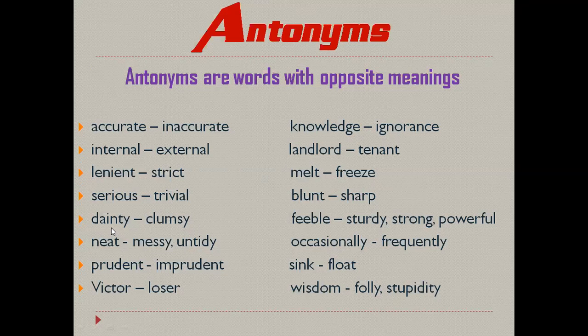Next, when we are talking about dainty, we talk about clumsy because this stands as an antonym. Everybody knows evil, and the antonym is sturdy, strong, powerful. Sink is a word, and float is the opposite word. Wisdom is a word; folly or stupidity are the antonyms for wisdom. Also victor is a word, so the opposite word is loser. And prudent and imprudent, neat, messy, untidy. These are the words which stand for antonyms.